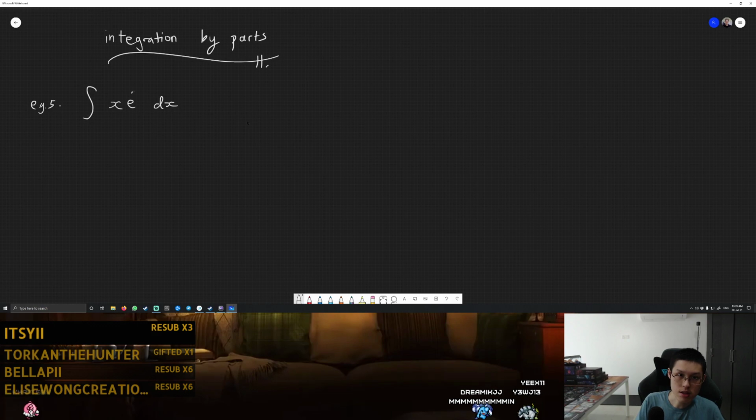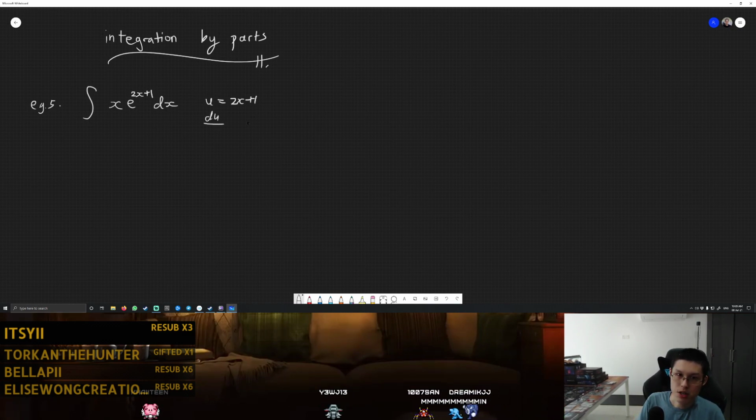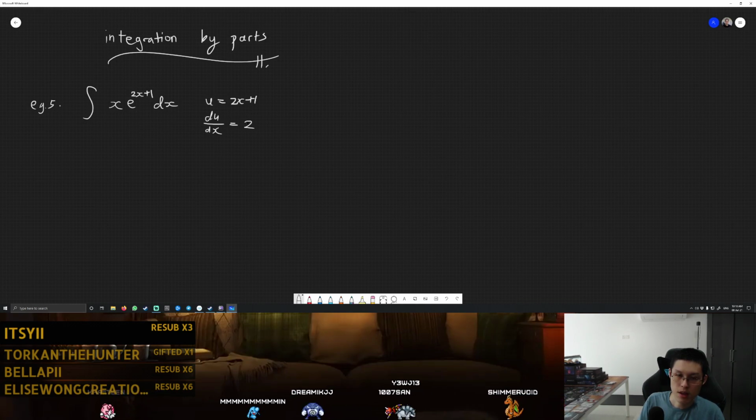Let's say this is 2x plus 1. Usually what you would do is say u equals 2x plus 1, and then you try to integrate by substitution. But the problem is, if you differentiate this, you would actually get 2, and then you're not really going to do much here.